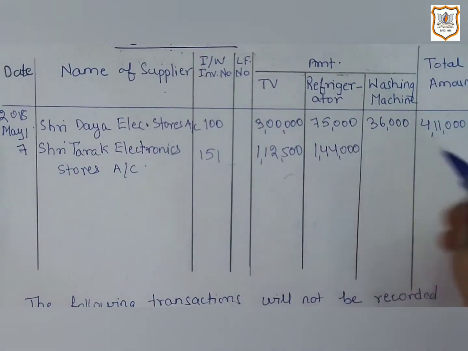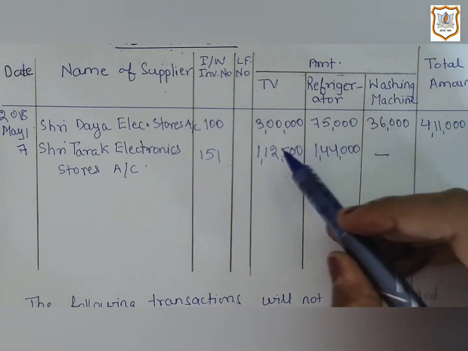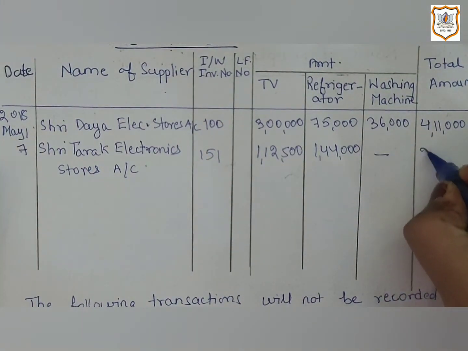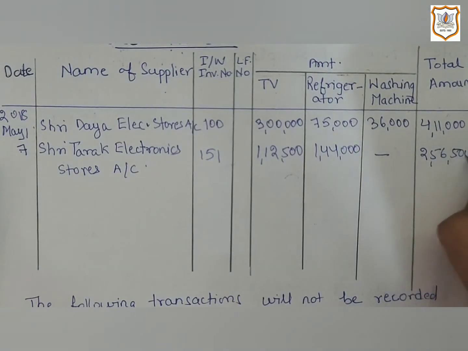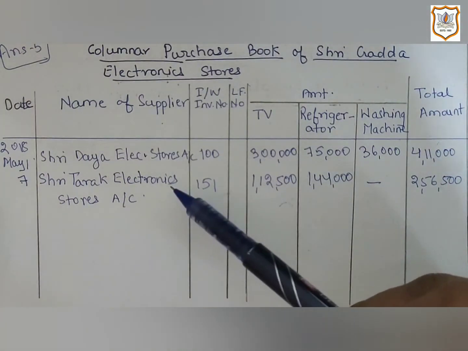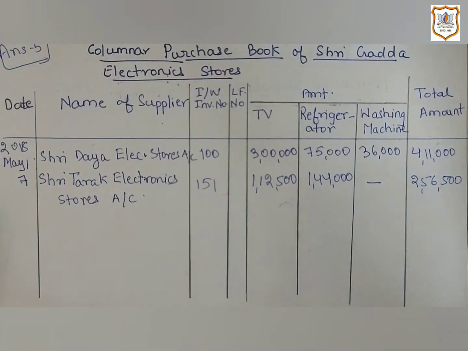So we will record here 1,44,000, and by adding these we will get the total amount 2,56,500. That means we have to pay 2,56,500 to Tarak Electronic Stores.